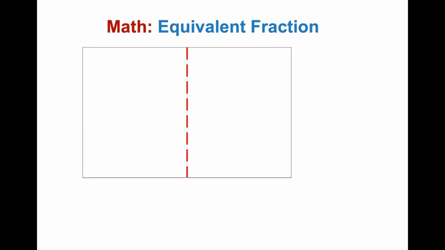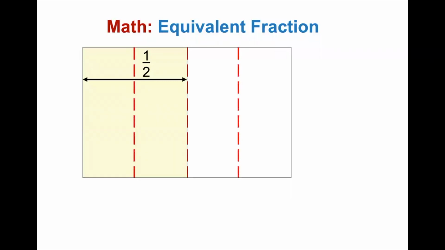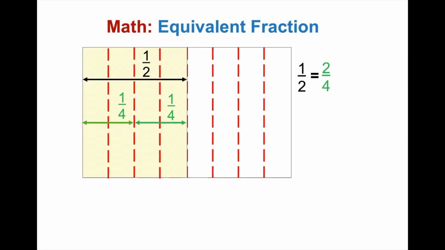Start with first fold. We get 1/2. The next 2 folds give us 1/4. 1/2 is same as 2/4. They are the equivalent fractions. The rest folds give us 1/8.